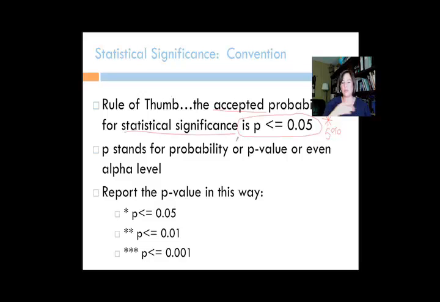Okay, so there's a lot of different words here and there's some nomenclature. So P, we have been saying P stands for probability. It has some different names too, and you'll see this in the literature. It can also be called the p-value. And that's pretty much the phrase I'll be using. It can also be called the alpha level. So you'll see it written like that, or you'll even see it with the Greek letter alpha, the alpha level. Okay, so the accepted convention for statistical significance is p less than or equal to 0.05.